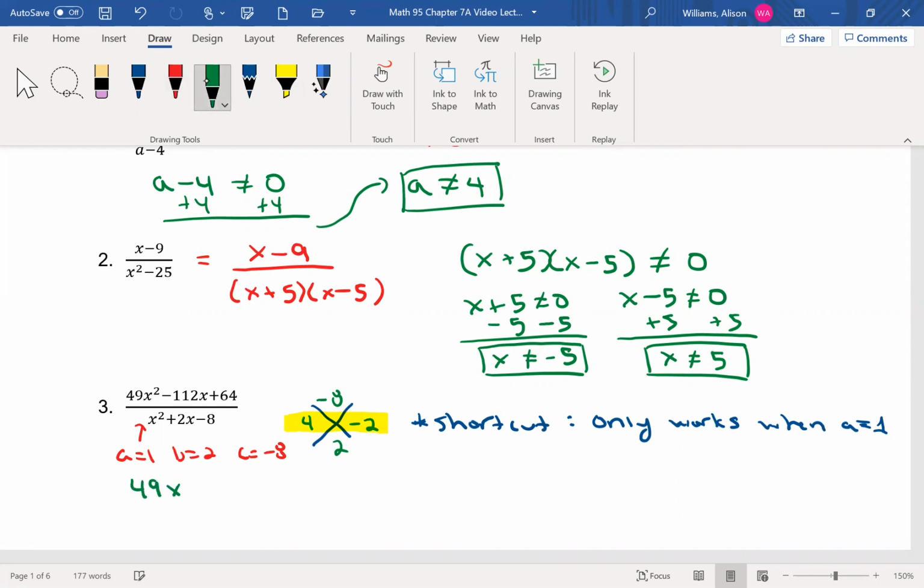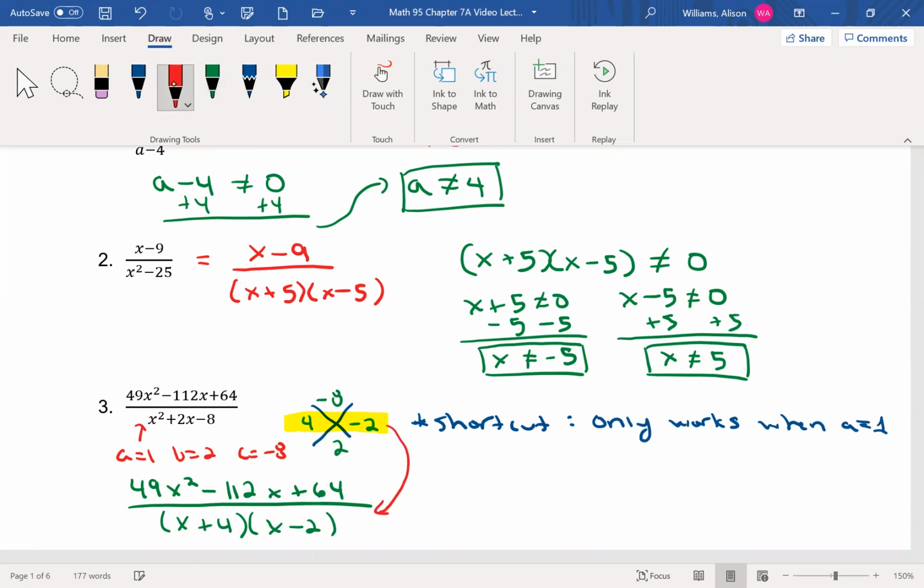I'm just going to rewrite the numerator, which is quite formidable. And in the denominator, we're going to get x plus 4 for the +4 and x minus 2 for the -2. So I'm literally taking these two numbers and using the 4 and the -2 in the factored form. And it's factored. That's the answer. That's what it factors into. I don't have to go through the steps of grouping. But this only works when a equals 1.